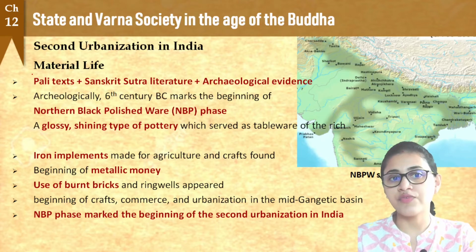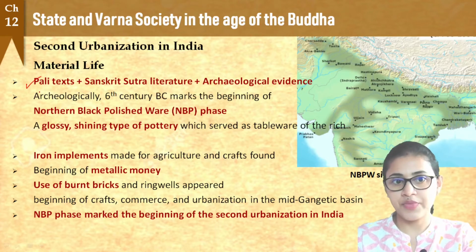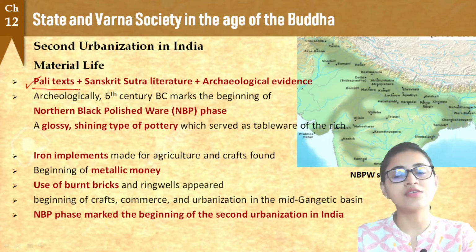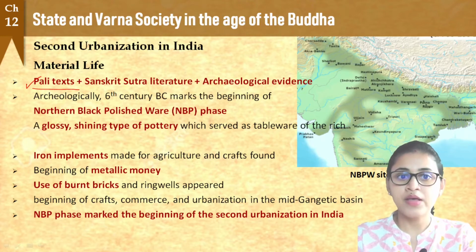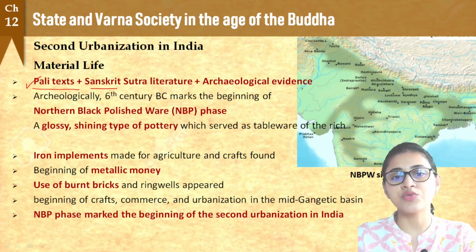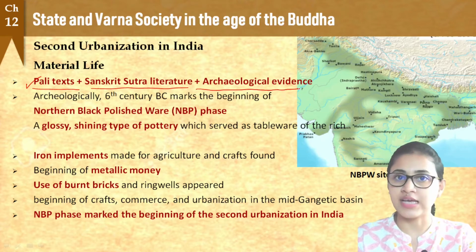Now the sources for the study of material life that we have are the Pali texts. The earliest Buddhist texts were written in Pali, and the Jaina texts were written in Prakrit. Then we have the Sanskrit literature, the Sutra literature, and we also have archaeological evidence from various sites in northern India.